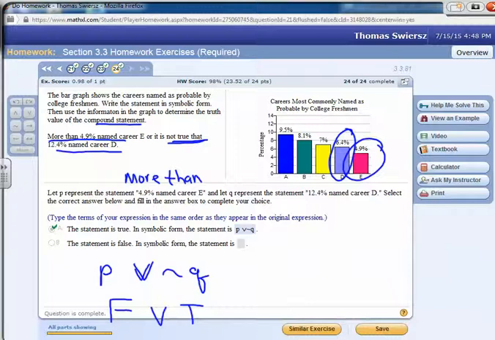If you just say it's 12.4% named career D, but then the negation of Q, it is not true, would make it true, right? Because it is 6.4%. Okay, so the negation of a false statement is actually true. And then the disjunction, false or true, one of them being true, is going to have truth value true.